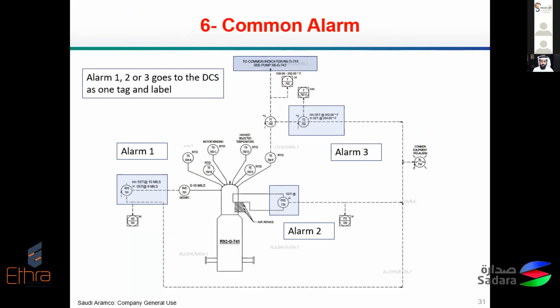So if you go to the next slide, Ali, here it shows, for example, we have alarm number 1, 2, and 3. All of them are going under the same tag to the DCS. So when you see the alarm in the DCS, you will not be able to tell exactly where that came from, what is the real reason for that trip. And in those cases, latching will be very important to at least get an idea, for ease of troubleshooting and knowing exactly where this issue came from.